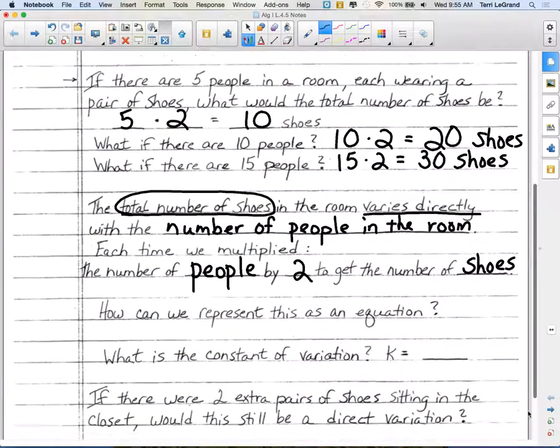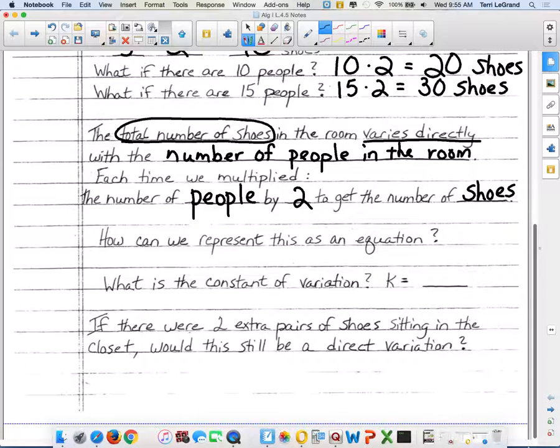So in this case, how could we represent this as an equation? We just said it. To get the total number of shoes, y, you would multiply the number of people, x, by 2. So y equals 2x. What's our constant of variation? We just said that is 2. That does not change. Your constant of variation has to stay the same.